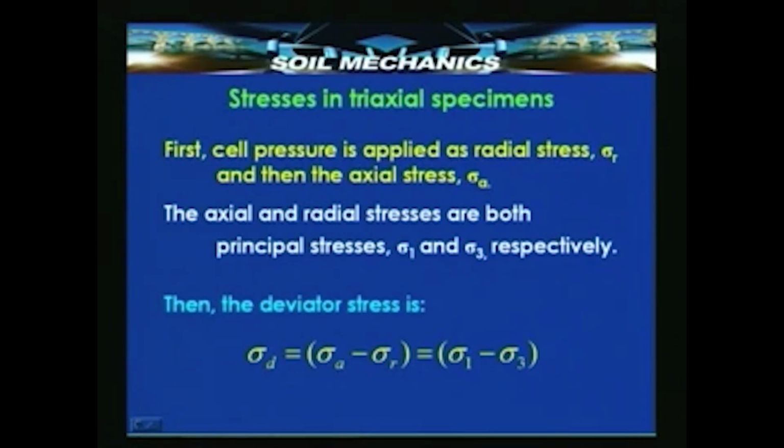Obviously, since no other pressures are acting, the radial pressure is going to be the minor principal stress, and the axial stress that is applied is going to be the major principal stress, respectively acting on a vertical plane and a horizontal plane. The difference between these two, sigma d, is known as the deviatoric stress, and it is therefore equal to sigma axial minus sigma radial. And since the axial stress is nothing but the major principal stress and the radial minor, we have sigma deviatoric is sigma 1 minus sigma 3.